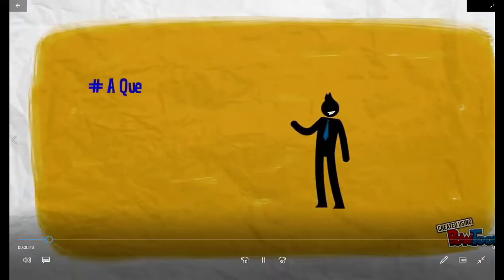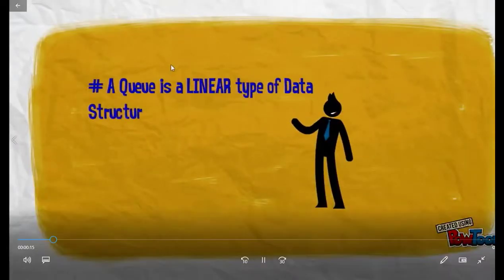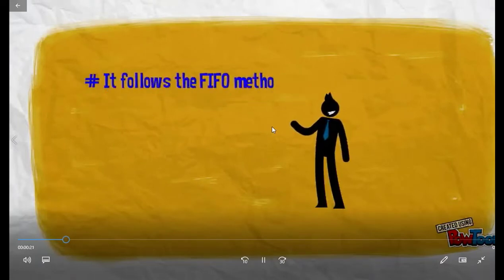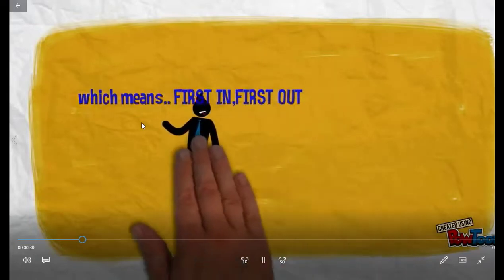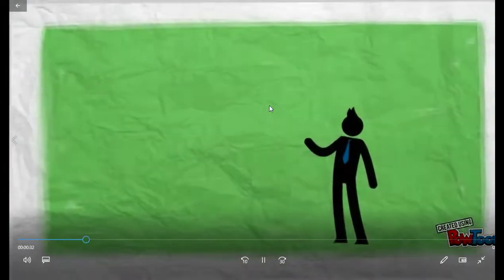So in today's class we are going to learn what a queue is. Already we have studied it as a recap. A queue is a linear type of data structure. It is a collection of elements which follows a FIFO methodology. FIFO means first in, first out. The element that has been inserted first is removed first.